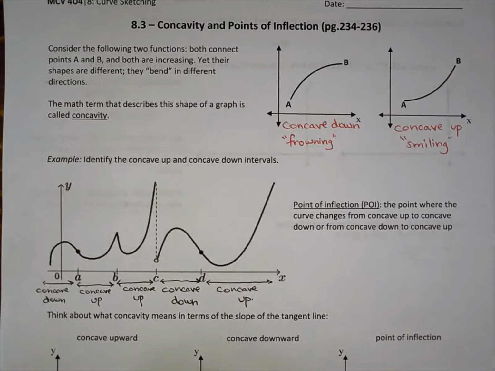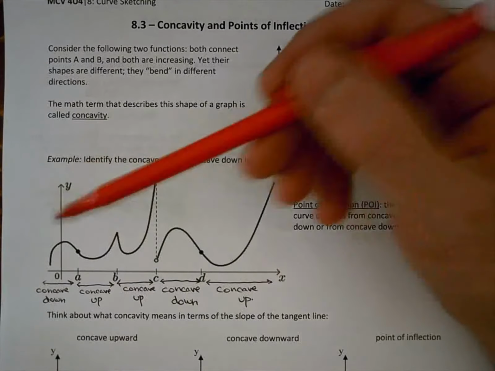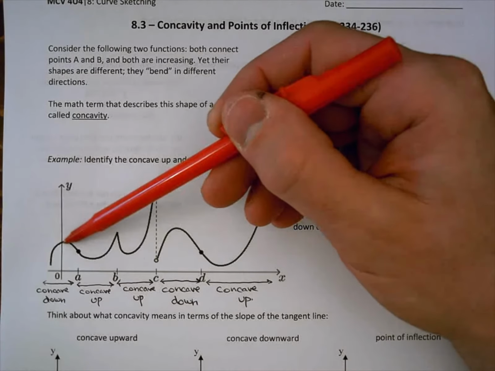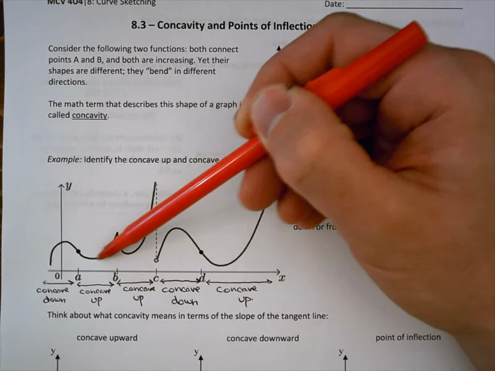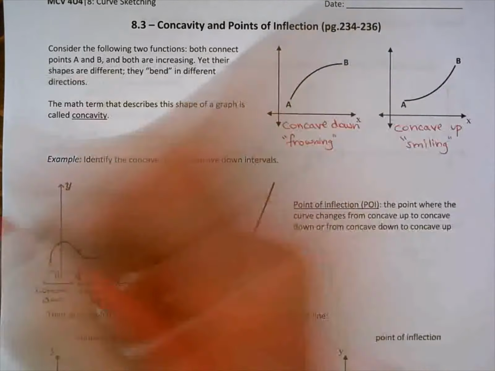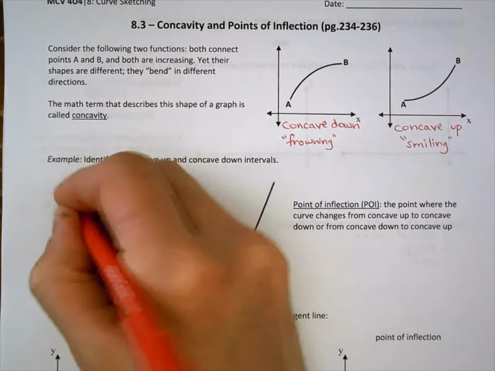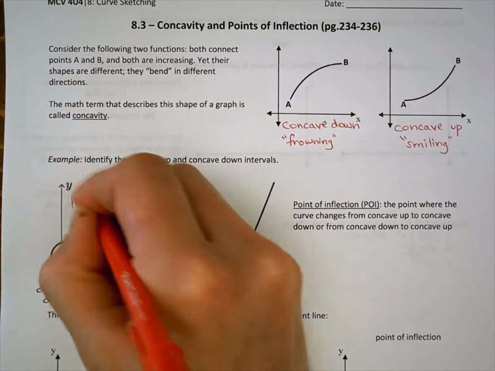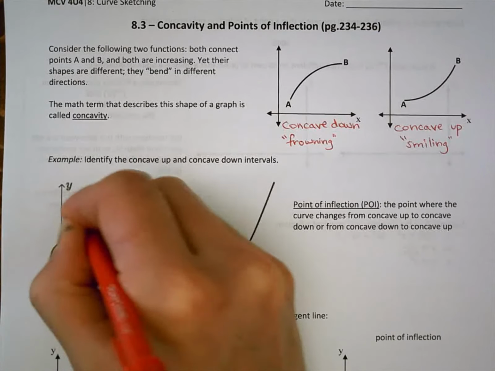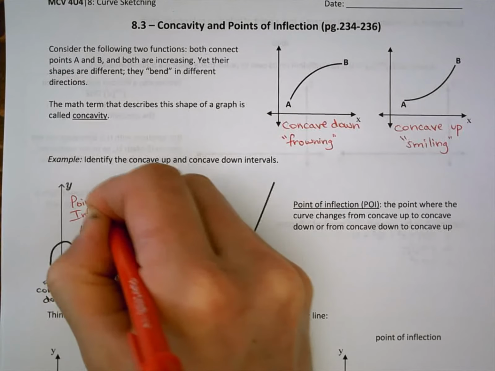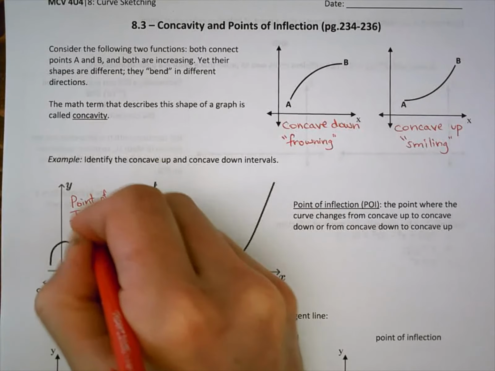So concavity is something you can see from the graph. There's no real trick to what concavity is. It just faces up or faces down. Now these points where you switch from facing up to facing down, or concave up to concave down, are called points of inflection, or POI.